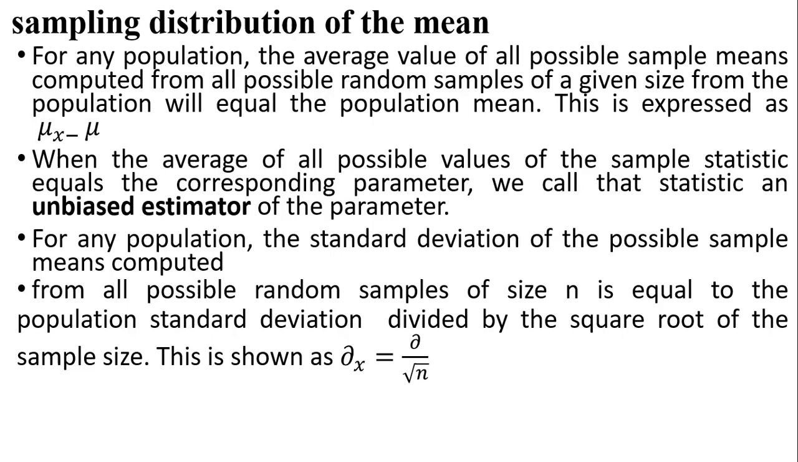Also, for any population, the standard deviation of the possible sample means computed from all the possible random samples of size n is equal to the population standard deviation divided by the square root of the sample size. And this is shown as: the standard deviation of x-bar equals the standard deviation of the population over the square root of the sample size, n, as shown here.